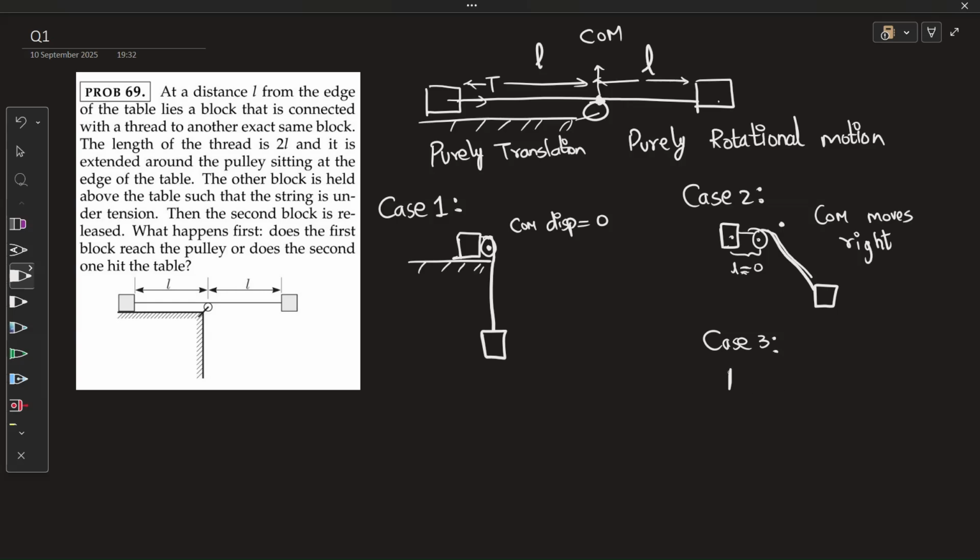In case 3, this block is somewhere here and this block comes below the table. In this case, the center of mass is about left. So COM moves left.